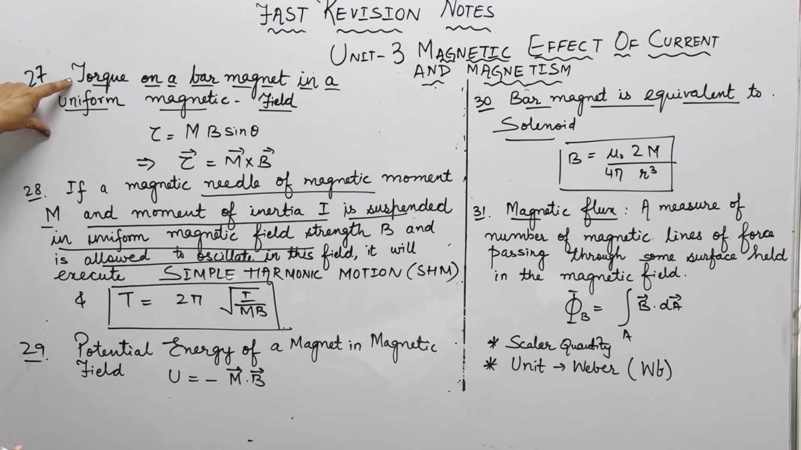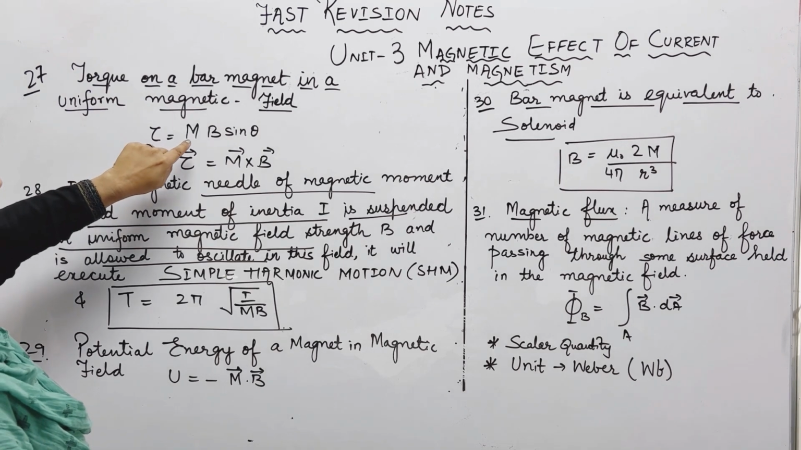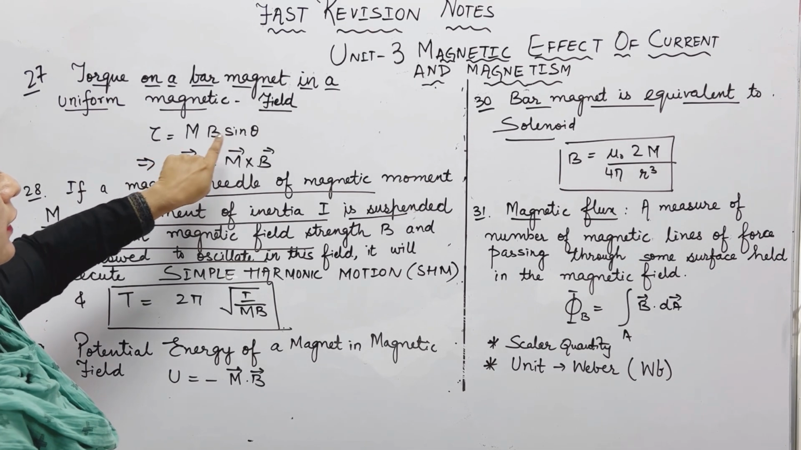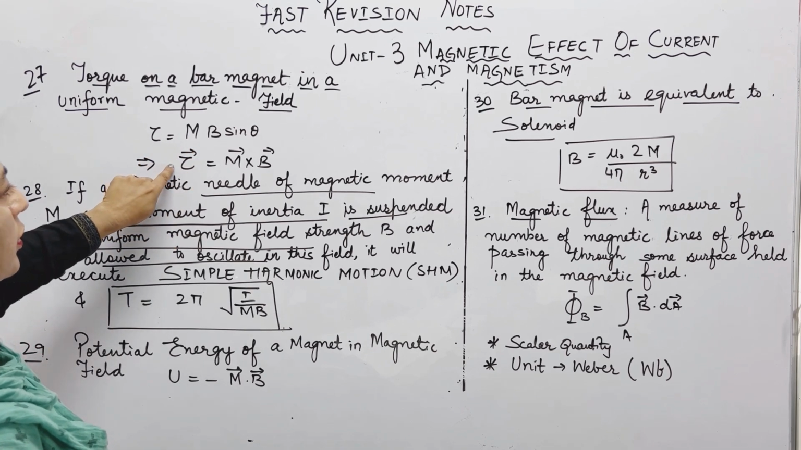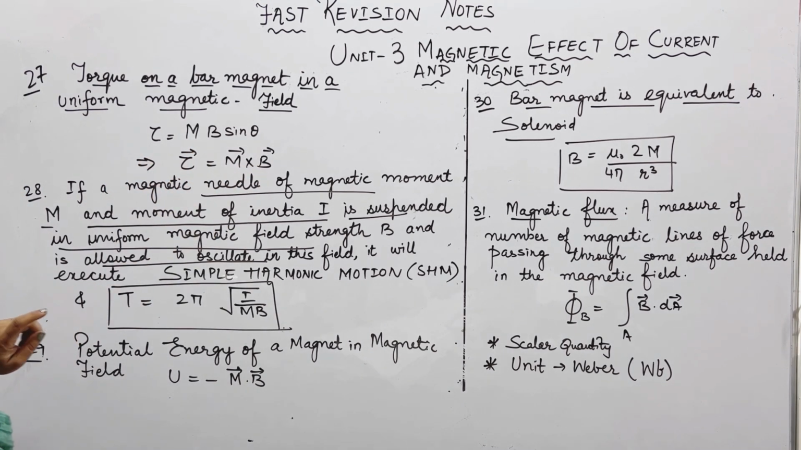Now the torque experienced by a bar magnet in a uniform magnetic field is given by the magnetic moment into the magnetic field and sine of the angle between the two of them. So it is the cross product of magnetic moment and the magnetic field.